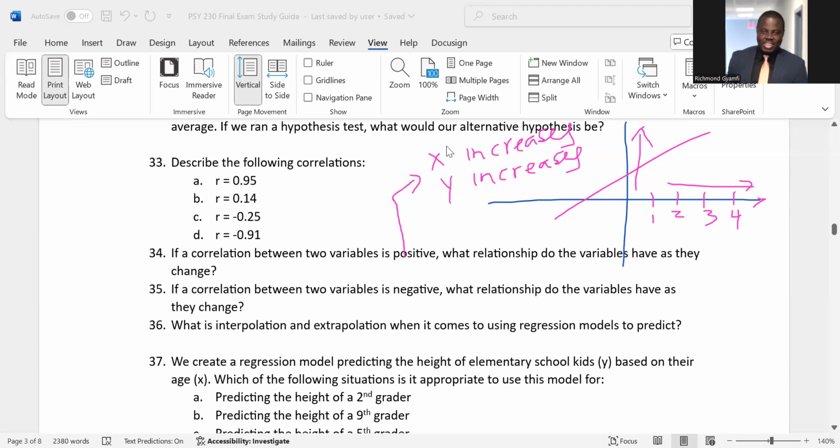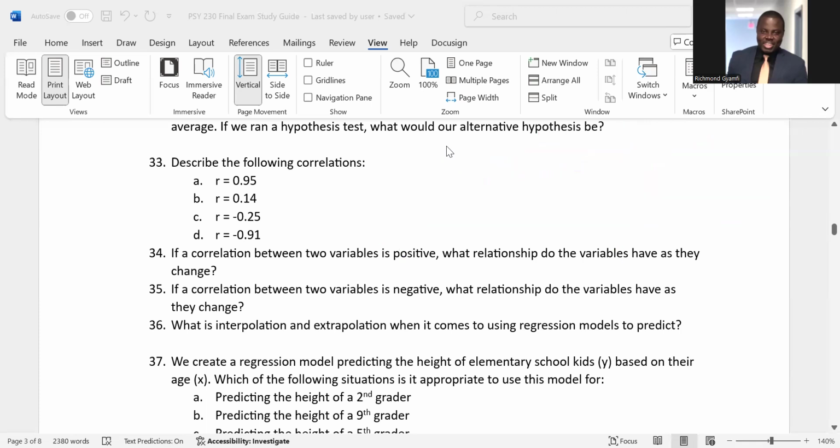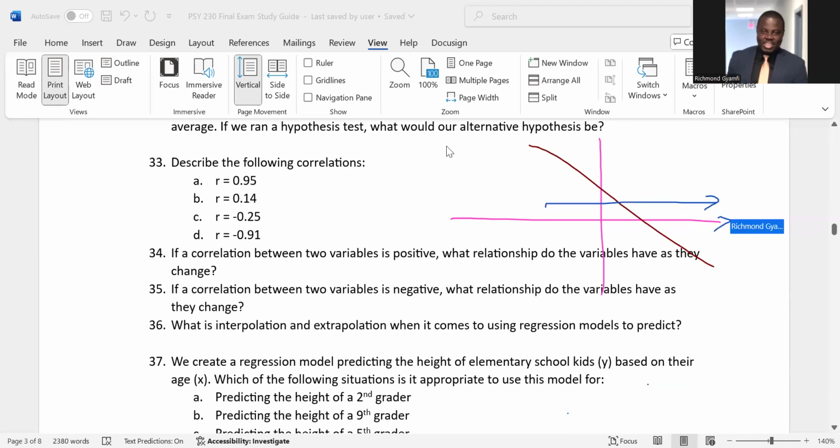All right. Now for 35, if a correlation between two variables is negative, what relationship do the variables have as they change? So again, I'm going to draw. Now from left to right, this line is going down. As this line is going down, you would see that the X values are going up. X is increasing, but Y is going down and down and down. So we're going to say Y is decreasing.